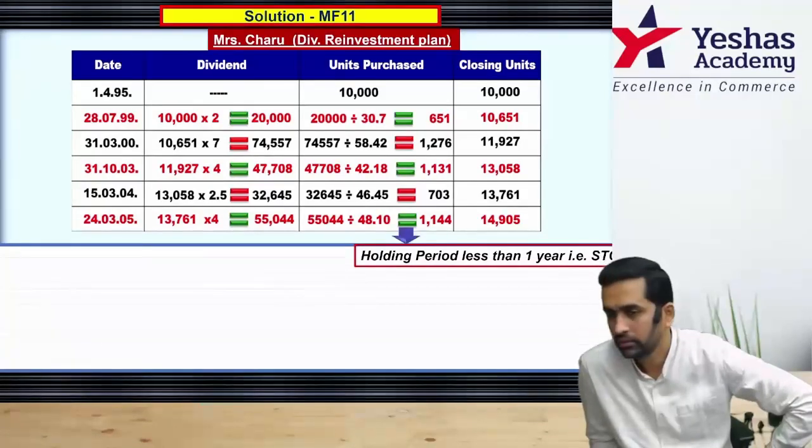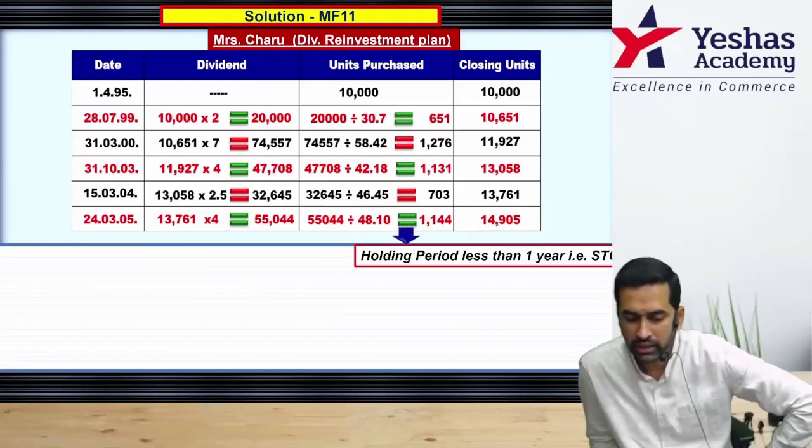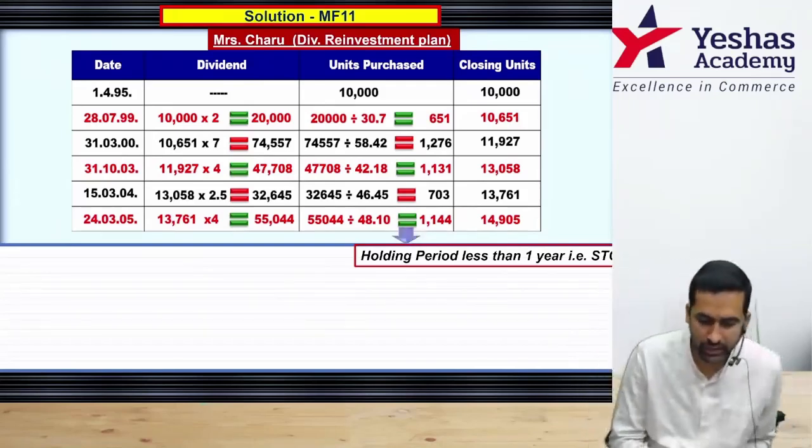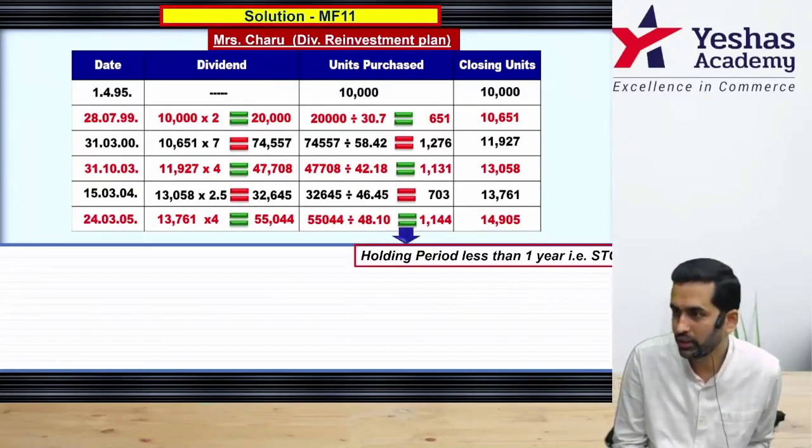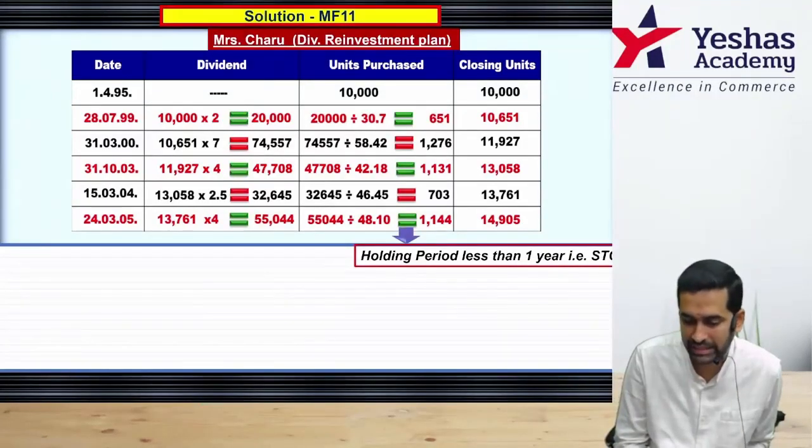After the table, understand for the last line item, holding period is less than 1 year. That will come under STCG. Just write a note. Holding period for units allotted on 24th March 2005 is less than 1 year. Full stop. Hence it is taxable in bracket STCG.